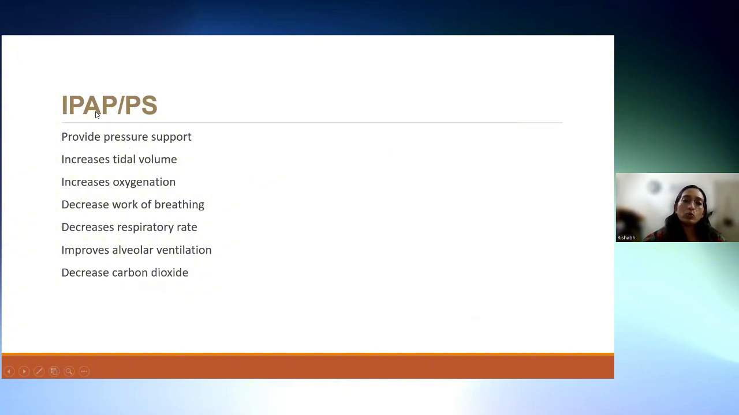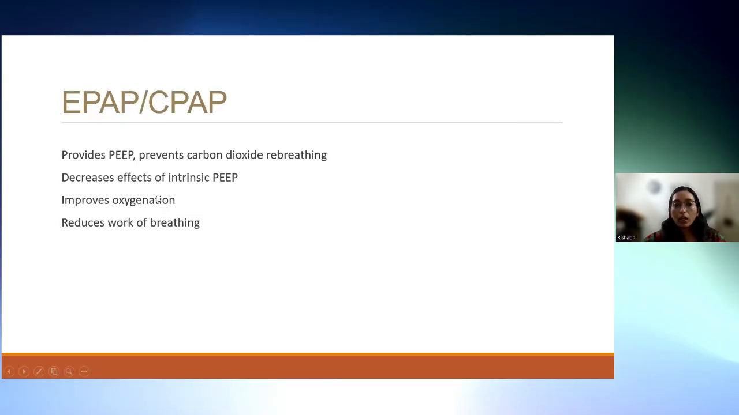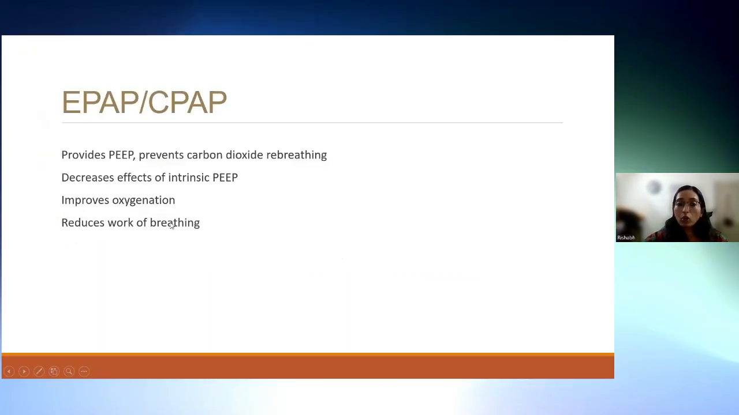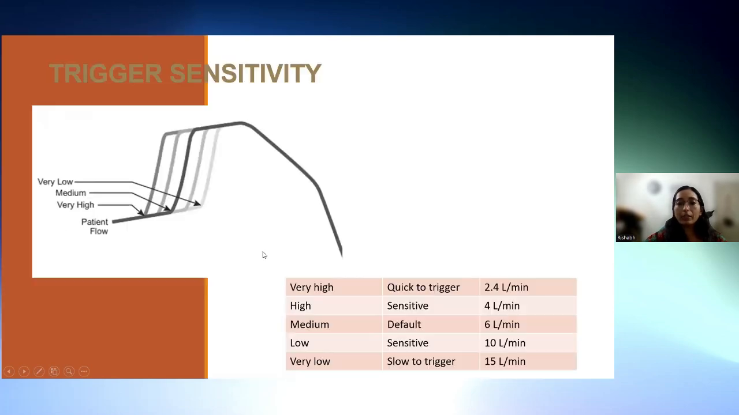Before that, let us go through again what I said, to reaffirm that IPAP is a pressure support. It provides pressure support, increases the tidal volume and oxygenation. It decreases the work of breathing and respiratory rate. It improves the alveolar ventilation and decreases carbon dioxide. EPAP, which I also said is a CPAP, provides PEEP, prevents carbon dioxide rebreathing, decreases the effects of intrinsic PEEP, improves oxygenation and decreases the work of breathing.